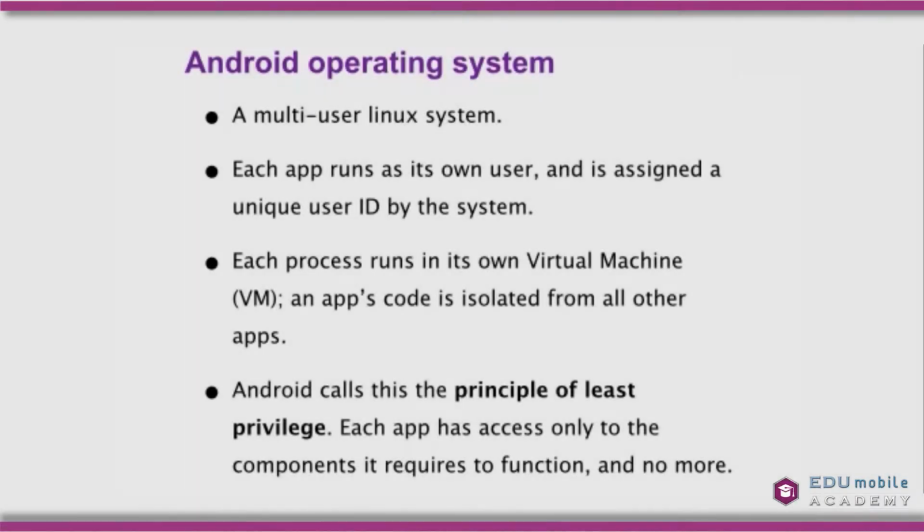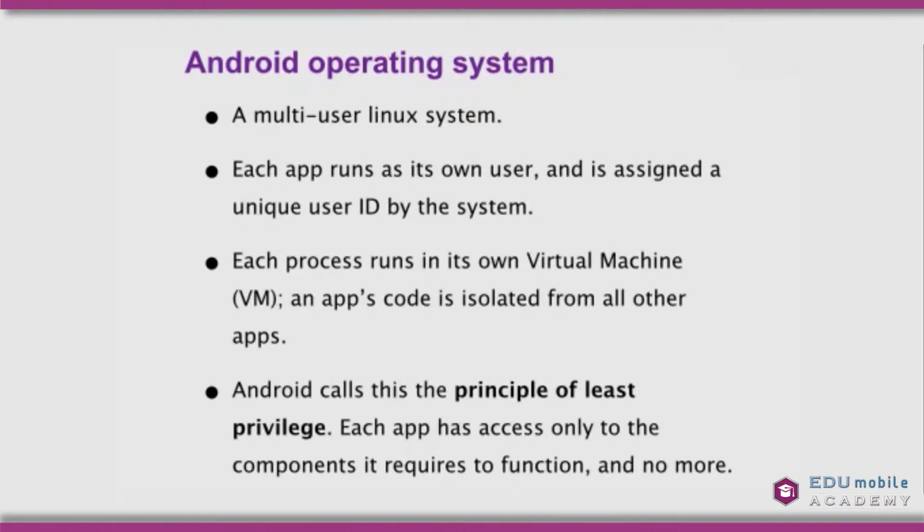As a high-level overview, let's first talk about the Android operating system in general. This is really a multi-user Unix system where each user is a representation of each app. So every app runs as its own user for security reasons, and it is assigned a unique user ID by the system. So every app has its own user ID by default and its own user. So every process in an app and every app runs in its own virtual machine. An app's code, therefore, is isolated from all other apps.